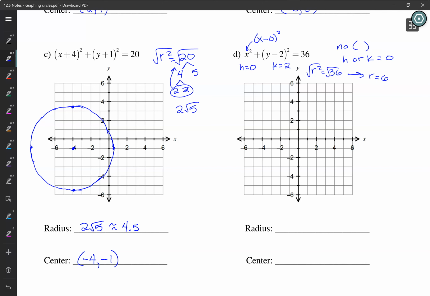So the center is at 0, positive 2, and the radius is 6. So don't go right and left, go up 2, right 6, left 6, down 6. Of course, there's not room, so we'll just do our best approximation.